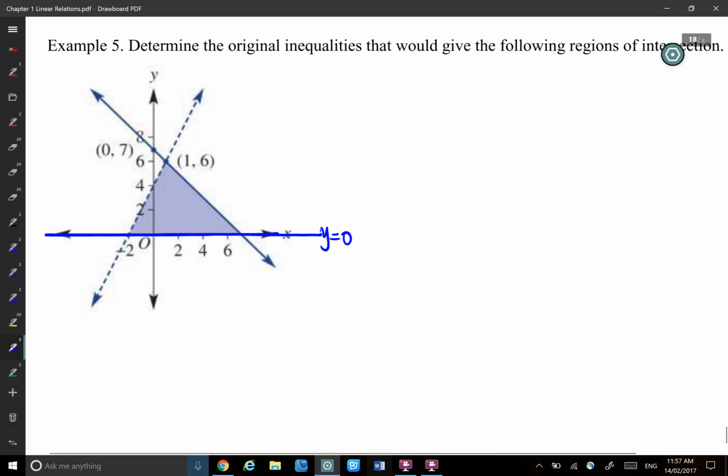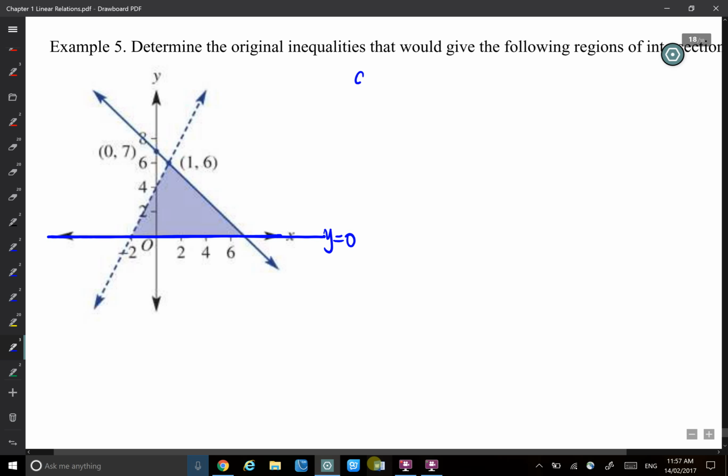Okay, see this dashed line. For this dashed line, let's find the equation for that. So what's the equation for this? Okay, we have a 0.16 passing through that point, and we have a negative 20 passing through that point.